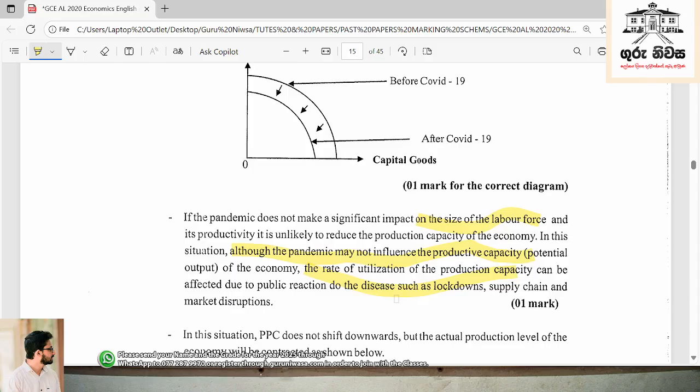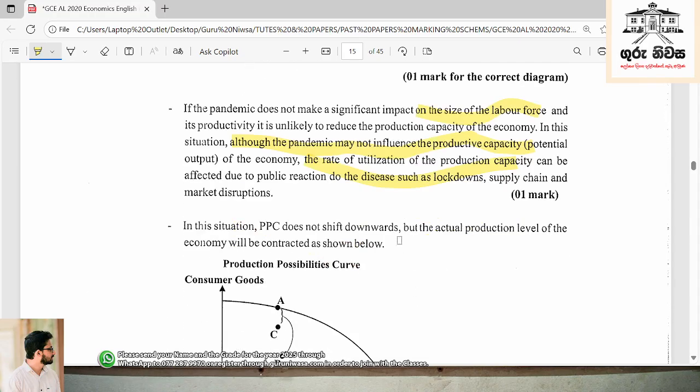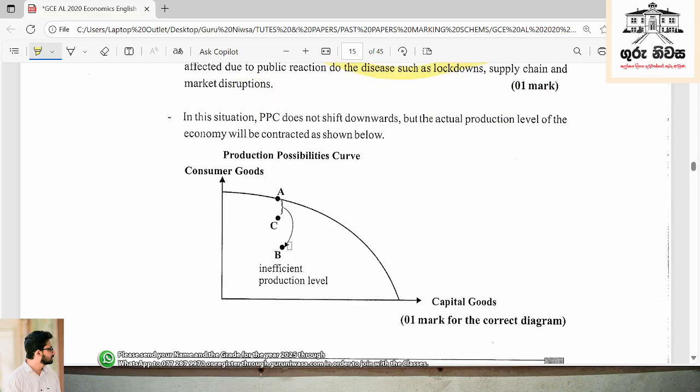This factor endowment and productivity of resources don't get affected much, but it affected the rate of utilization of production. In this situation, PPC does not shift downwards, but the actual production level is shown by a point. The actual production level of the economy will be contracted as shown below.